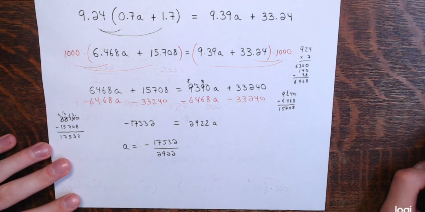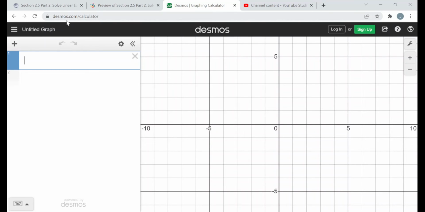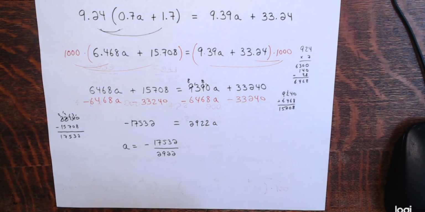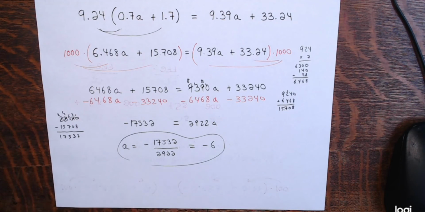All right. So what I'm gonna do is go to the Desmos website, desmos.com. It's a free online graphing calculator. You can do some calculations off to the side. Negative 17,532 divided by 2,922, and that's just negative 6. I had a feeling it would be a whole number, an integer. So great, that's negative 6. How nice of them to give us a nice integer value. So the value here is negative 6, and again, don't forget to check it.